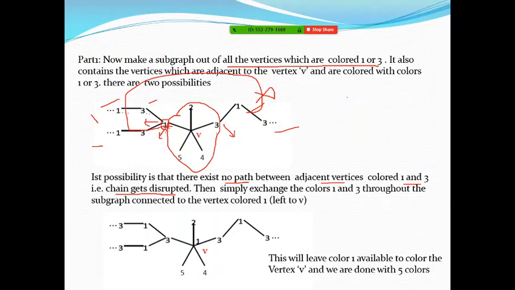So now it is 3. So 1, it is 3. This 3, it is now 1. This 1, it is now 3. 3 is 1 and 1 is 3, and this vertex 1, it is also assigned color 3. So if it is 3 now and the chain is getting disrupted, so this side 3 1 1 3, there is no harm in taking this combination 3 1 1 3.